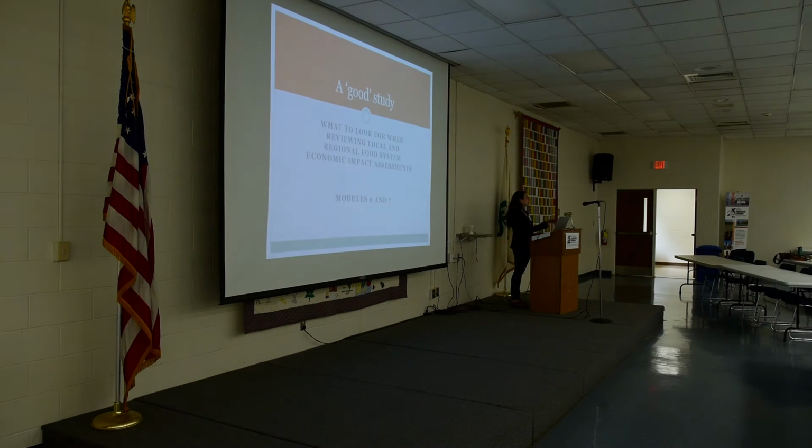So as I said, we're not going to actually go through all of modules 6 and 7. There's a lot more data, a lot more information obviously in the toolkit than we're providing you today, but 6 and 7 in particular is really technical. Module 7 is actually about how you modify IMPLAN based on what we know about local and regional food systems, how you integrate some of that primary data that you might collect.